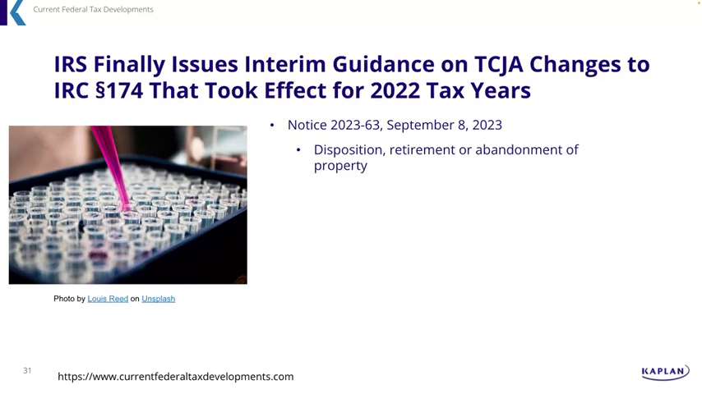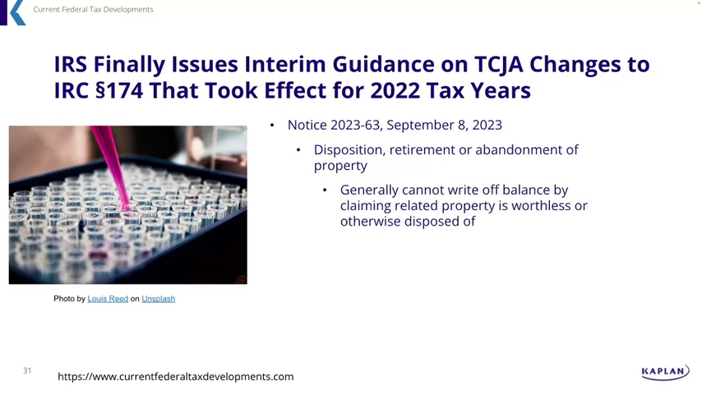Now, how about disposition, retirement, or abandonment of property? The law basically says you cannot say the property is useless, write it off, and then write off all your research. And that's true even if you sell it, you give up your rights, you do whatever you want, that 5-year amortization or 15-year amortization is going to continue, right? We can't get out of it by trying to say it's a 165 loss, right? We're going to amortize those costs. It's kind of like it's a cost recovery time period.